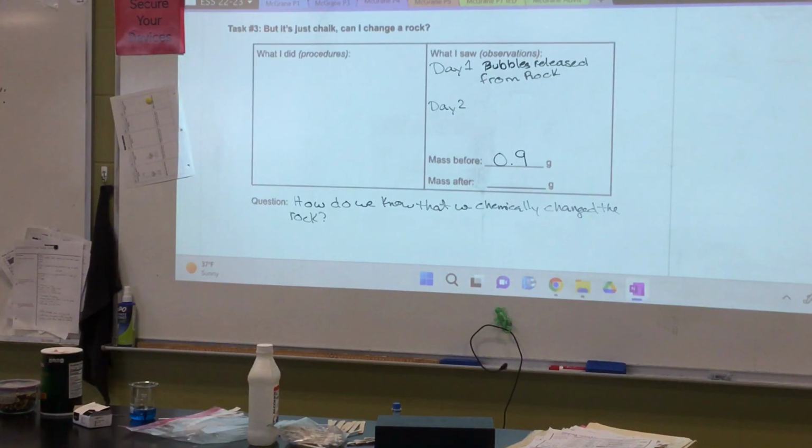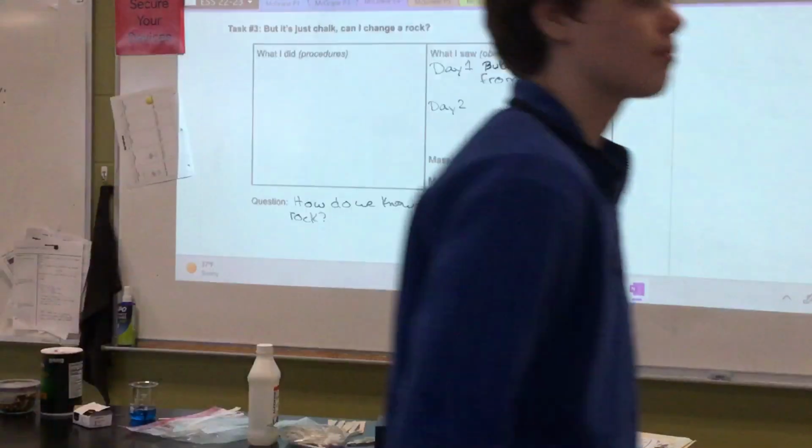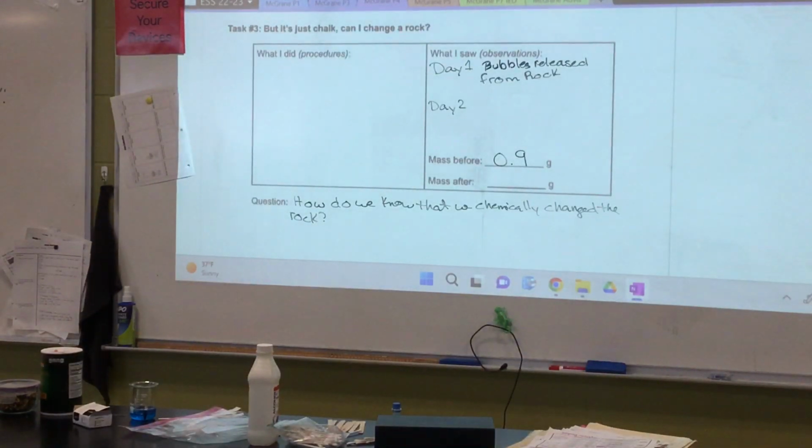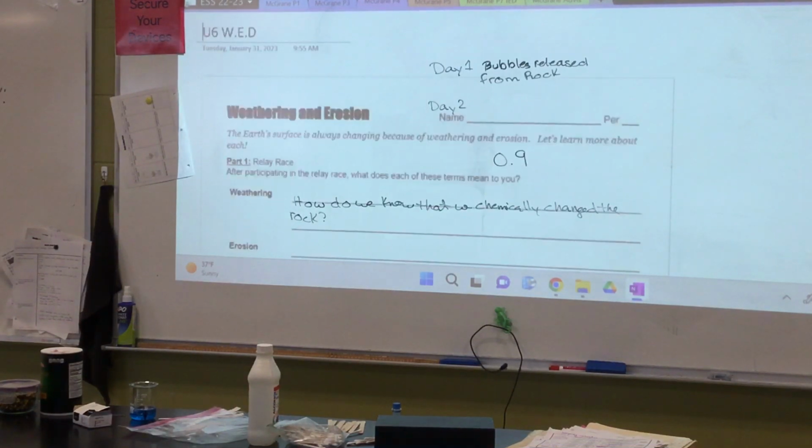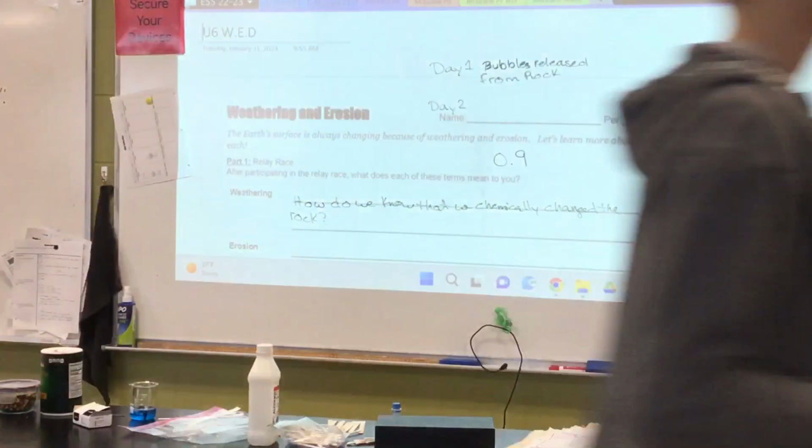Throw it away. When you're done, it should not have gotten larger in mass. There is no way possible it got larger in mass. If you washed it off and patted it dry, there's no way. Sure, go quick.